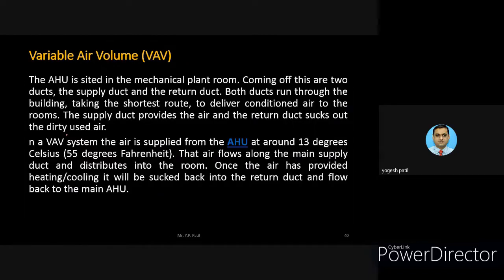The AHU is seated in the mechanical plant room, right? We know that this AHU is connected to the chillers, and coming off it are two ducts, the supply duct and the return duct. This I already explained, and the main purpose is to control around 13 degrees Celsius, or otherwise we can say 55 degrees Fahrenheit.